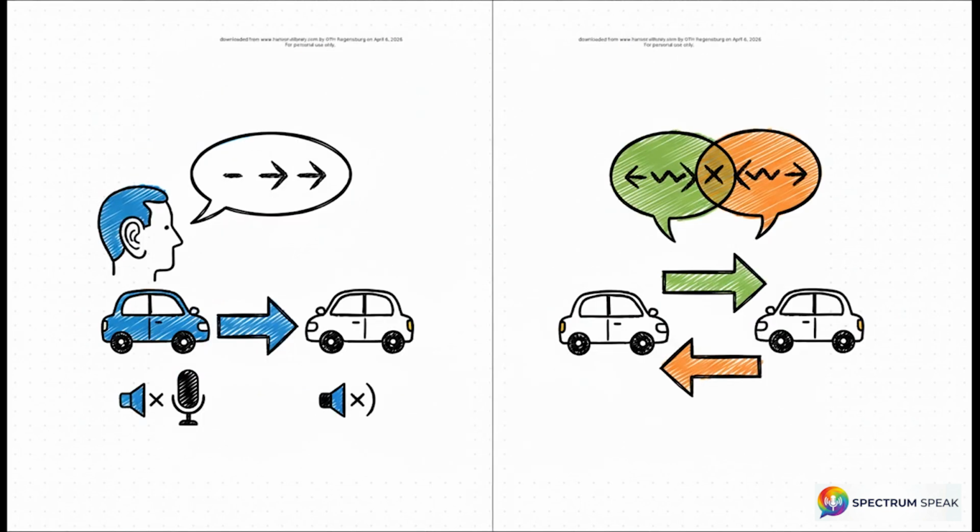And this side-by-side really just makes it crystal clear, doesn't it? On the left, you have that simplex monologue. Information flows one way from the speaker to the listener. End of story. But on the right, you've got a full duplex dialogue with information flowing freely in both directions, all at the same time.